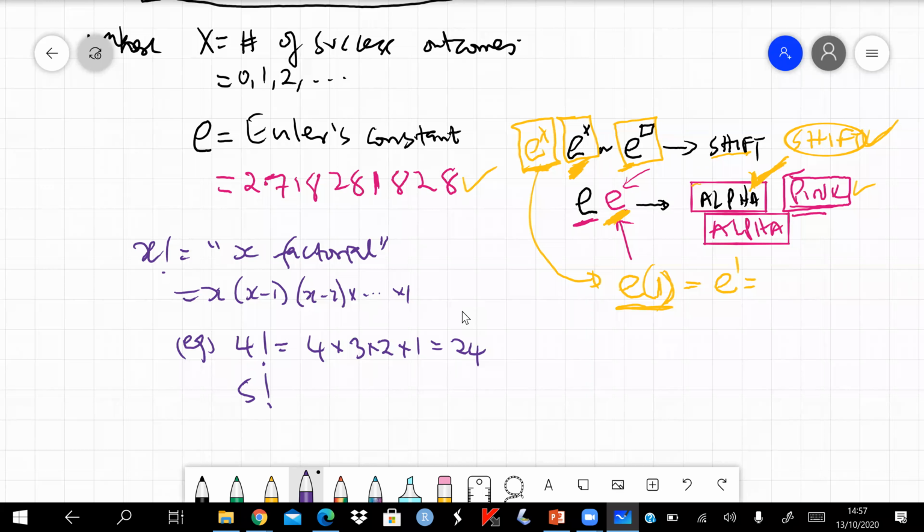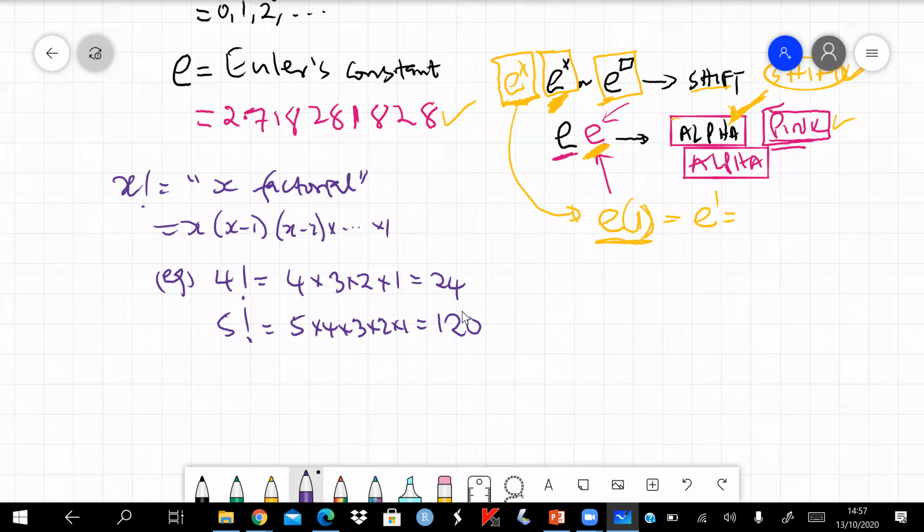But if you have large numbers like 10 factorial, you find that the value might be quite large. So 10 times 9, 8, 7, 6, 5, 4, 3, 2, 1. The number will be quite large. So to avoid those complications, again, we go back to the calculator. There's a function that performs factorials. It's written X with an exclamation mark like that. That's what you call the factorial function in your calculator.